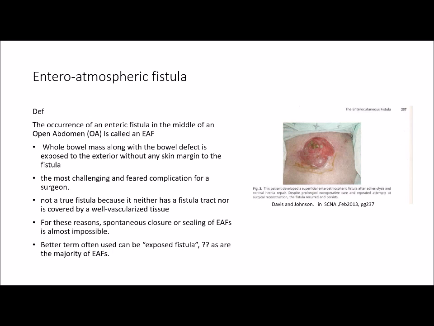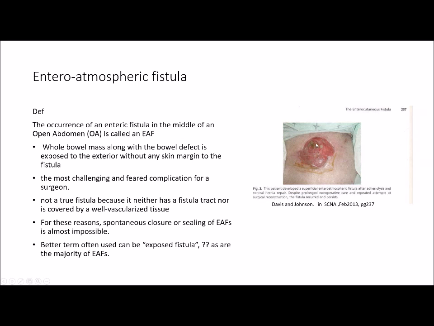Now, coming to the last part, and that is the enteroatmospheric fistula, a term which has been coined recently. I would say about 10 to 15 years back. Initially, there was no such term. And basically, if you'd like to define it, see this figure. See this figure? The whole of the bowel mass is outside. It's not one single bowel. The whole bowel mass is there.